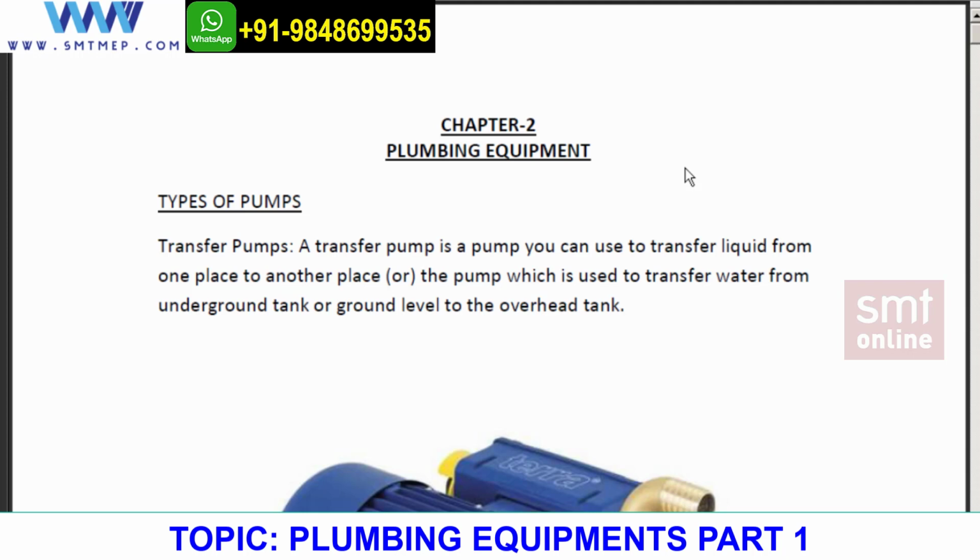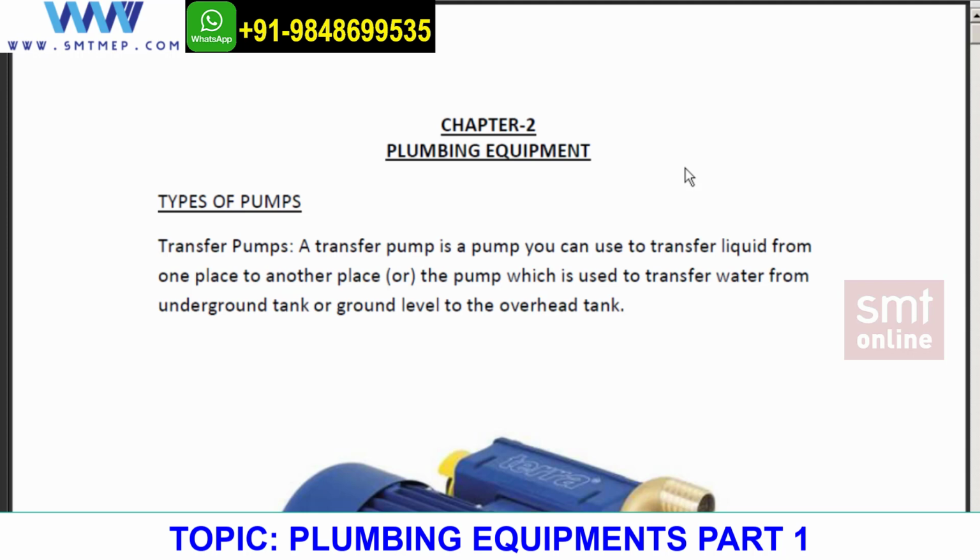So we'll be seeing the equipment both in terms of plumbing, I mean in terms of water supply and in terms of drainage. So these are the equipments we'll be seeing. The very first equipment we'll be discussing on the plumbing water side is the pumps.